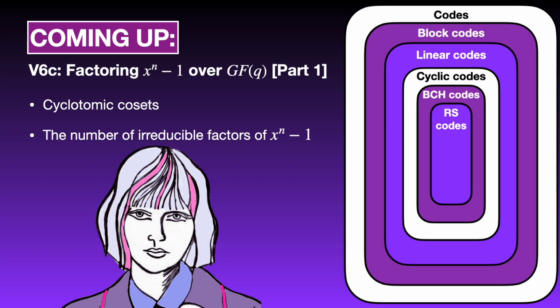Next, in V6c, we'll use our knowledge of minimal polynomials to study the factorization of x to the n minus 1 over GFq. This will be useful when we return back to cyclic codes. Because remember, that canonical generators of cyclic codes are the monic divisors of x to the n minus 1 over GFq. So we'll start a two-part lecture on factoring x to the n minus 1 over GFq in V6c. We'll see you then.